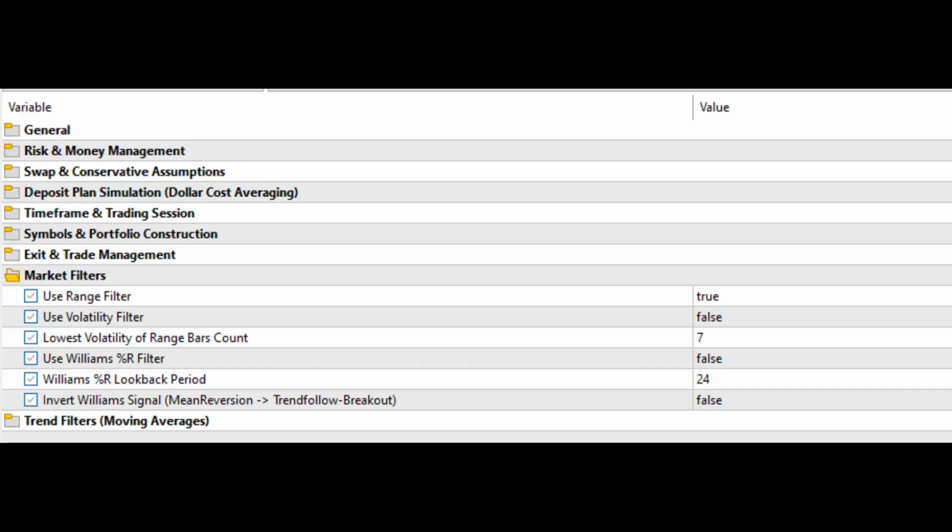Number of range bars count has a default value of 7. This defines how many range bars the range filter looks at when it evaluates the current market condition. Smaller values make the filter react quickly to recent changes, while larger values make it smoother and slower. Adjusting this value lets you fine-tune how sensitive the filter is.